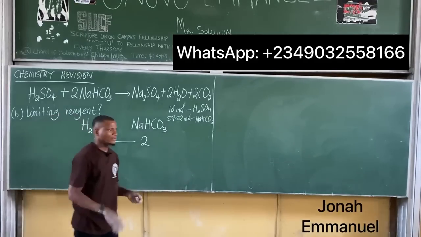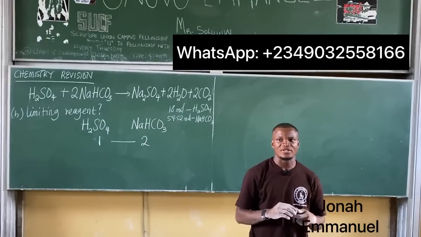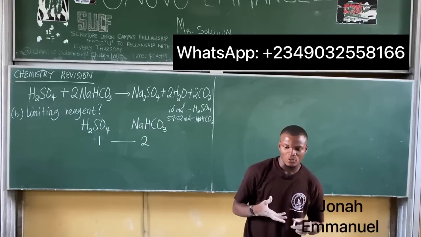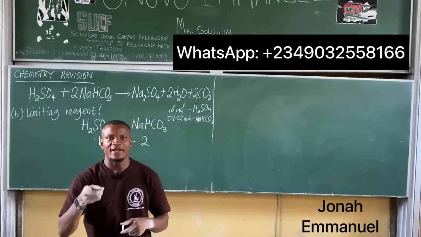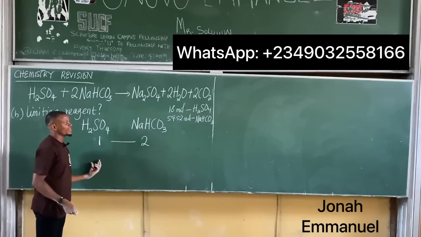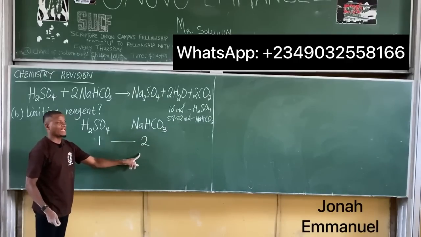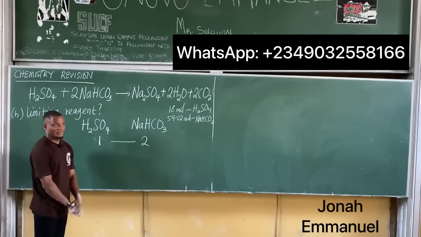Now listen. I won't say there is a direct way of getting limiting reagents. It's something that, look up, you do something and then you infer. What do I mean? Aside the 1 and 2, I now have 18 and 59.52. You call one of them X and then solve.